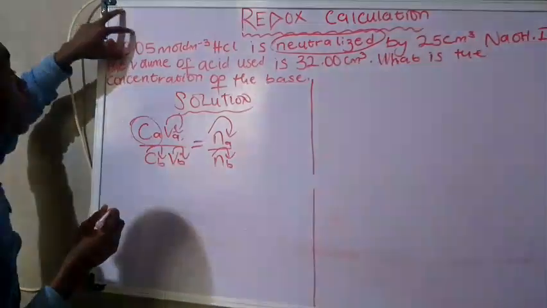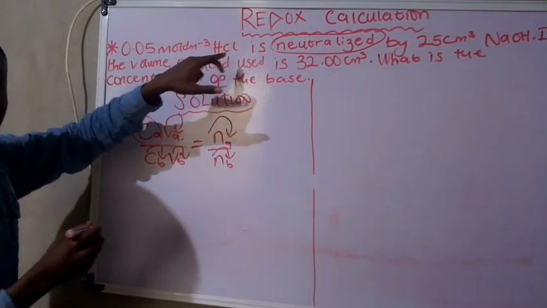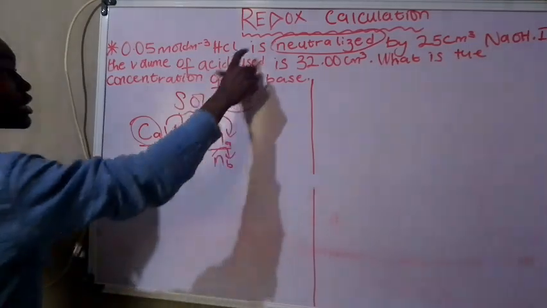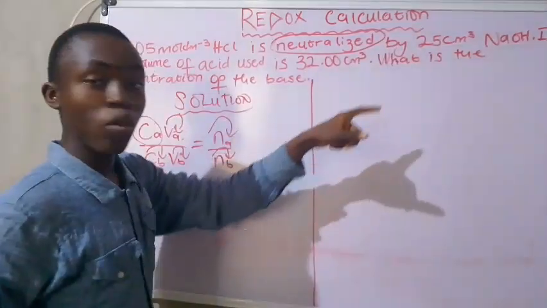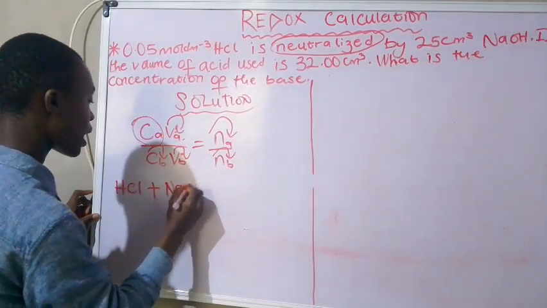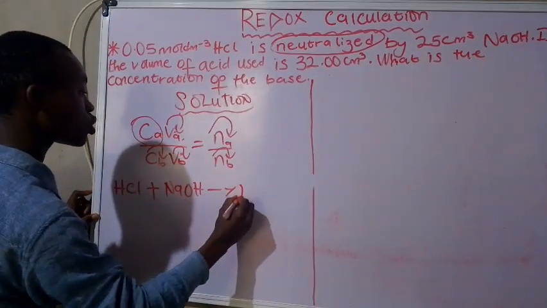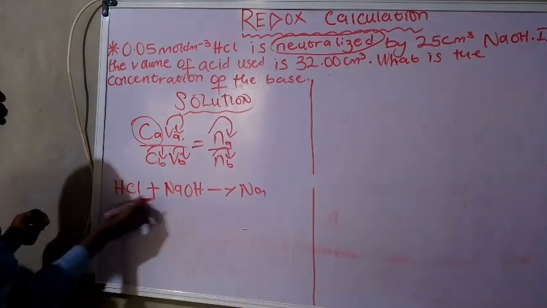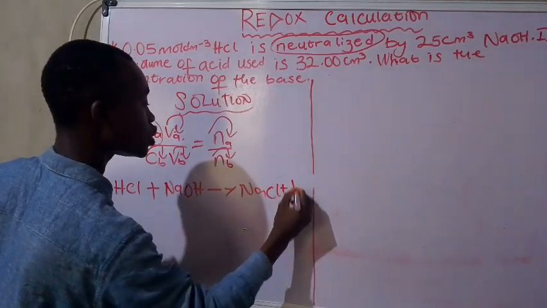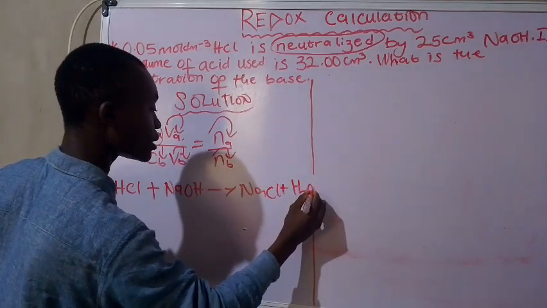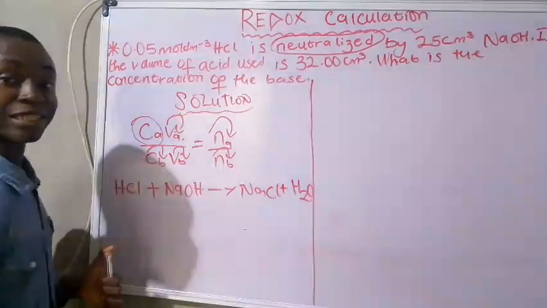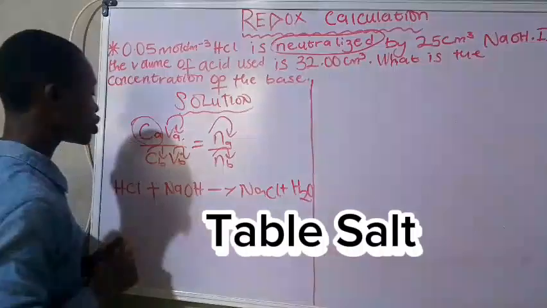Now they said 0.05 moles per dm³ HCl. HCl is neutralized by 25 cm³ of sodium hydroxide, NaOH, giving sodium chloride plus H2O, which is also known as water. The sodium chloride is table salt. That should be noted.